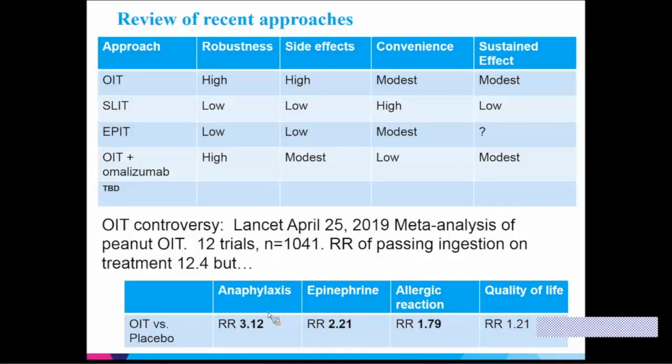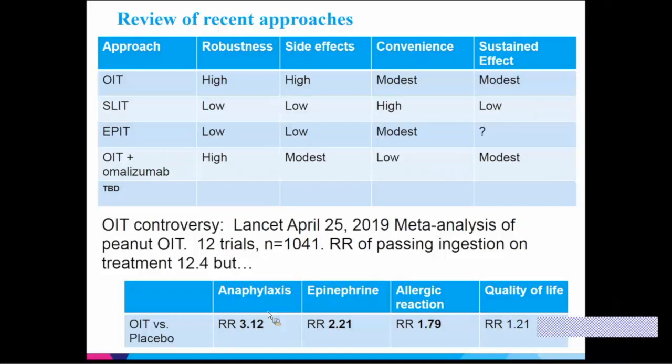So what this study was bringing out was that compared to the placebo group, the group treated with the oral immunotherapy had basically 3 times the rate of anaphylaxis, double the rate of use of epinephrine, and double the allergic reactions compared to the placebo group. Now, usually, if you do a study and the placebo group has fewer side effects, it sounds like the drug wasn't a good idea.